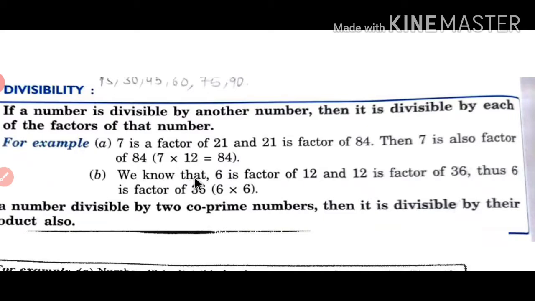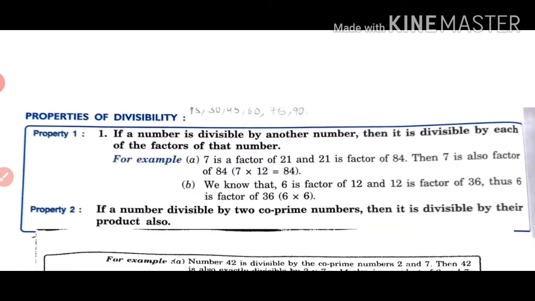Or you can see a second example. We know that 6 is a factor of 12, or 12 is exactly divisible by 6. And 12 is a factor of 36. Thus, we can say that 6 is a factor of 36 also, as you can write 6 into 6 is equal to 36. It means 36 is also divisible by 6.